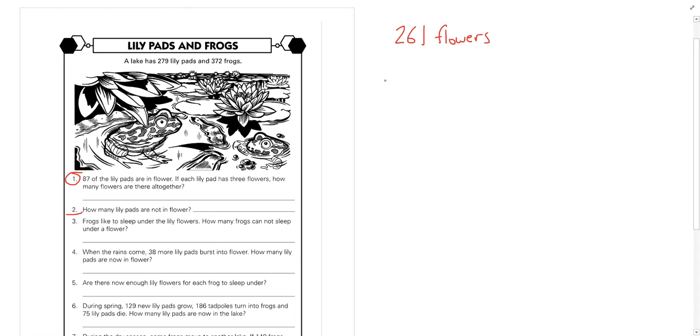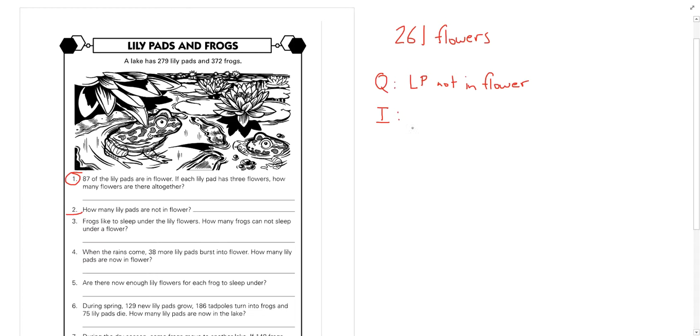So we'll start with the question. First thing we do is we identify what are we looking for. And the answer is lily pads. I'm going to say LP, not in flower. All right, and straight away, I think that there could be an issue here with the idea of not in flower, perhaps a vocabulary issue where they may not understand what in flower means. Anyway, we'll move along.